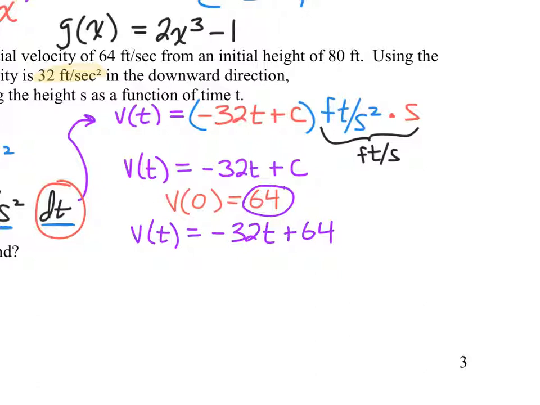Now, notation-wise, v of t is the same as the derivative of position with respect to time.